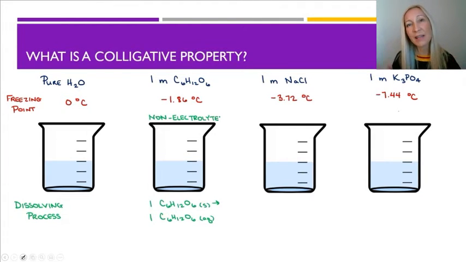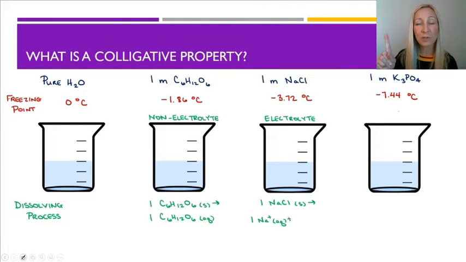Now let's contrast this to our sodium chloride solution. Now sodium chloride is an ionic compound, and when it dissolves, it's going to create ions in solution. It will create an electrolyte solution. Now we're going to assume that it's completely 100% soluble, and for every 1 mole of sodium chloride solid that dissolves, it's going to create 1 mole of sodium ions in solution and 1 mole of aqueous chloride ions, giving us a total of 2 particles in solution for every 1 particle that dissolved.